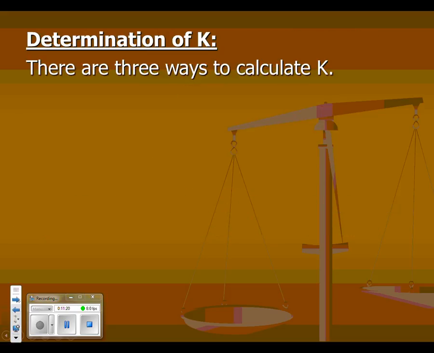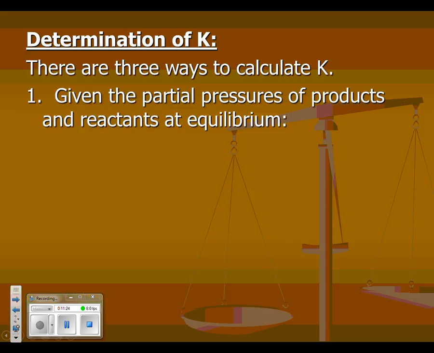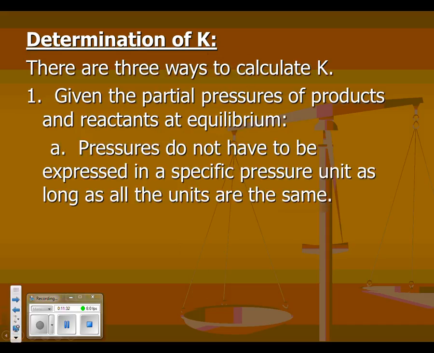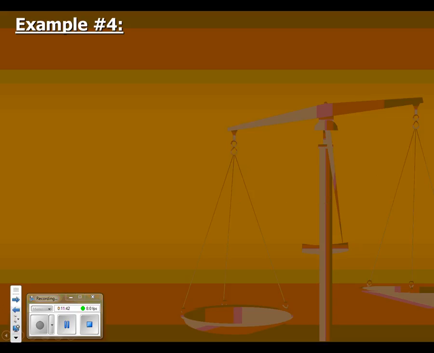All right, so determination of K's. There's 3 ways to calculate K, and this is what we're heading into. Given the partial pressures of the product, you just plug them in and chug. Okay, you get the answer. But what happens if the pressures do not have to be expressed in a specific unit, because K has no units. Okay, K has no units. But they all need to be the same, but K has no units.